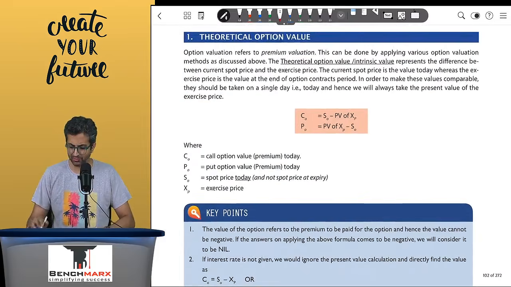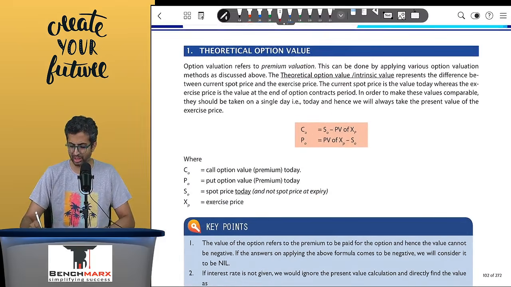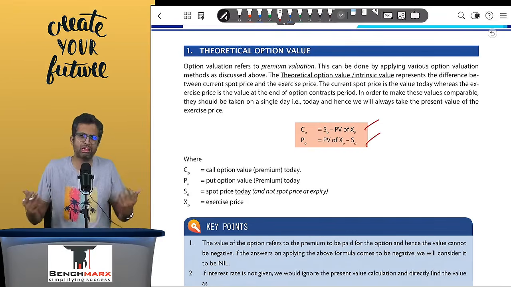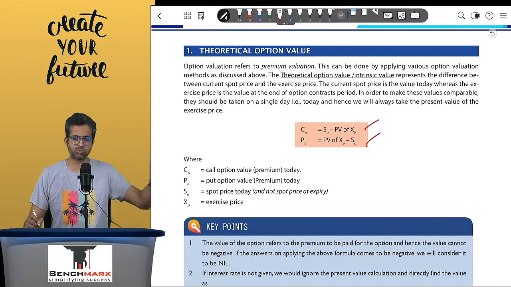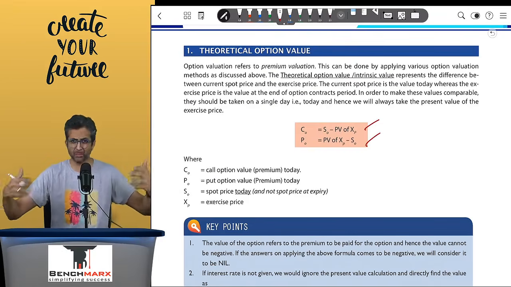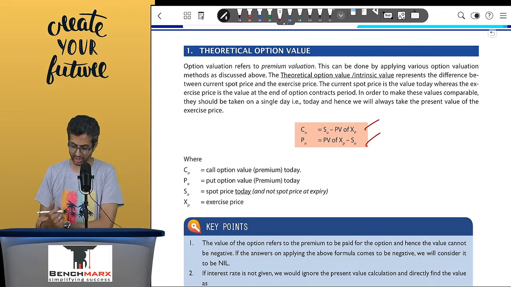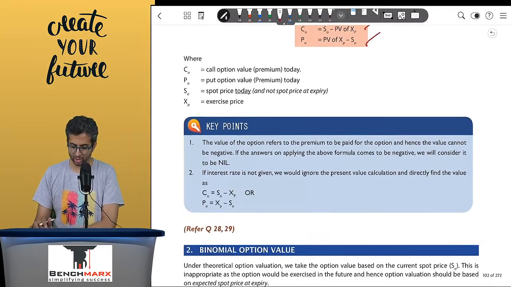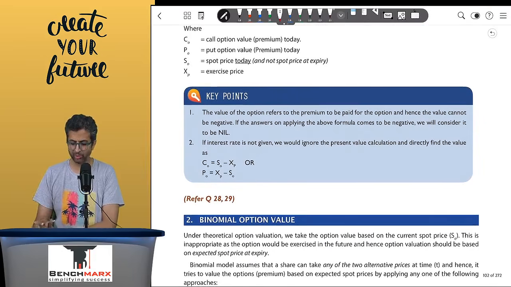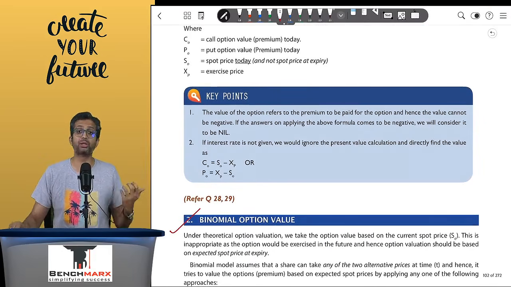So the workings are fairly easy over here. So you will have C0 and P0 valuation. It is just spot minus exercise price. But rather than taking the exercise price directly, we take the present value of the exercise price. Okay. Next, you have something called the binomial option value. So this is a second method, a fairly more popular method.